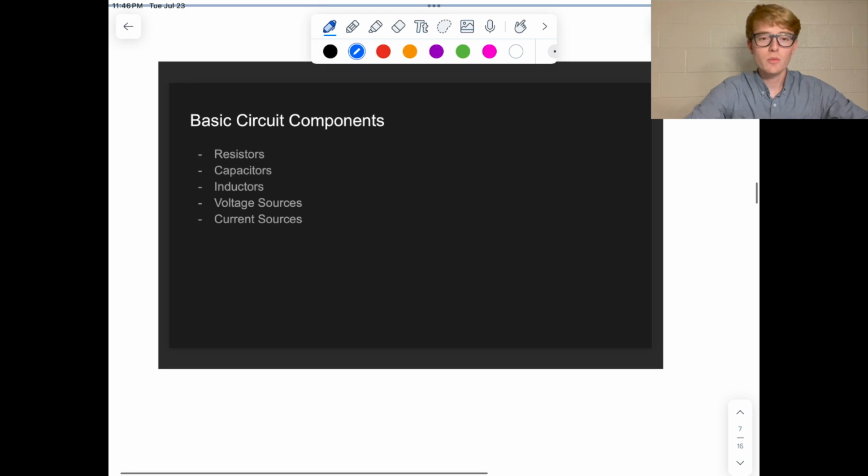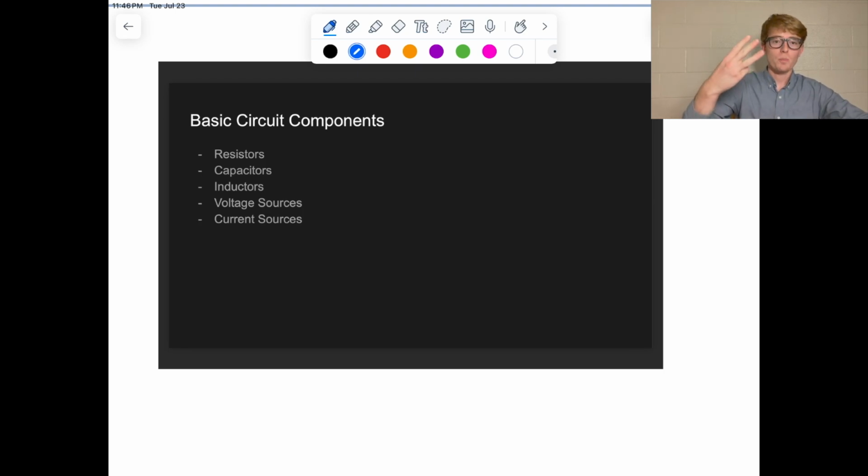Okay, so now that we've covered some of those basic foundational things, let's dive into the core of the content we're going to be talking about today, which is these three essential passive circuit components: resistors, capacitors, and inductors. Then we'll talk about voltage and current sources as well, which are not passive, of course. But those will be simpler, and we'll do that last, real quickly. Resistors, capacitors, and inductors are the main things we want to focus on in this studio.